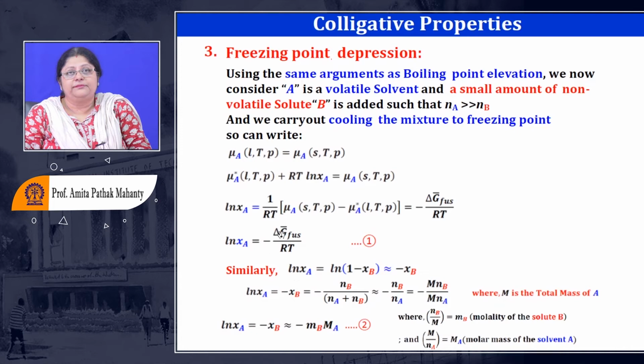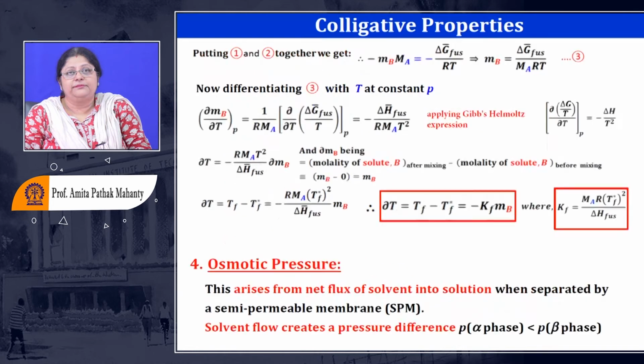And now we equate that this is a minus sign and this is also a minus sign. So this minus sign and this minus sign are going to cancel off. So you have the molality of the solute is nothing but the molar G of the fusion by RT, the mole fraction or molar mass of the solvent.